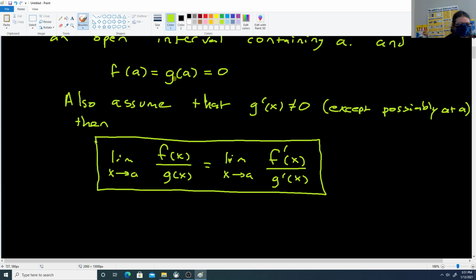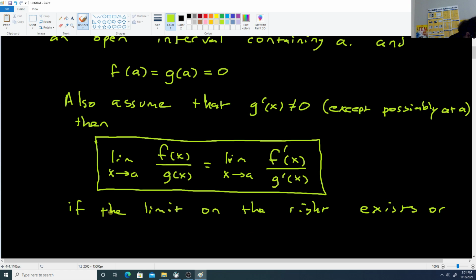However, this only holds if the original limit is in one of these indeterminate forms, like 0 over 0. If the original limit is 7 and you take the derivatives of the top and the bottom, things are going to get messed up. We say this holds as long as the limit of the derivatives exists or is infinite. And by infinite we mean positive infinity or negative infinity. So as long as, when you compare the derivatives, the limit on the right exists or is an infinite limit, this is okay, and L'Hopital's rule holds and is true.